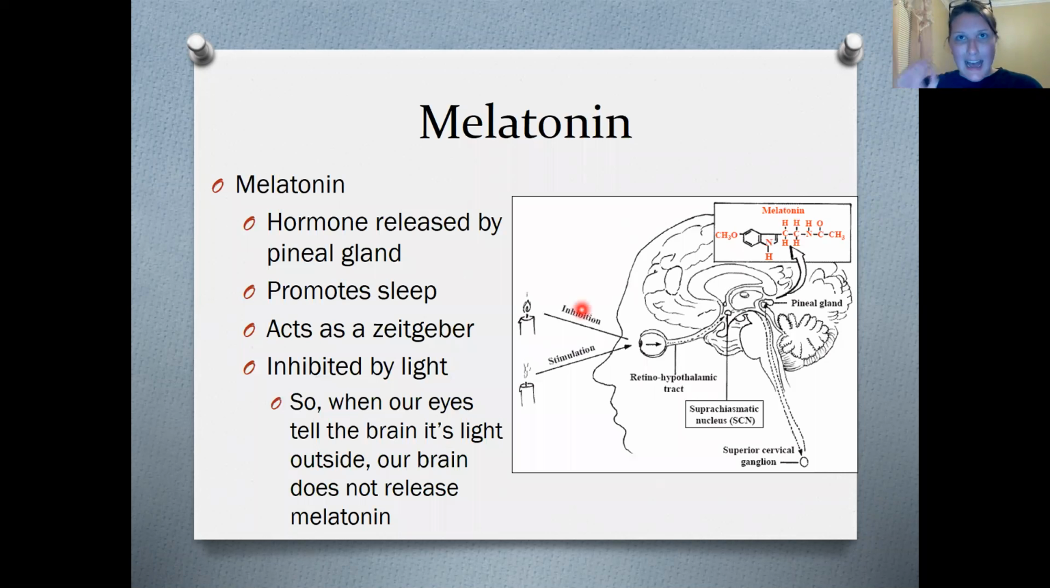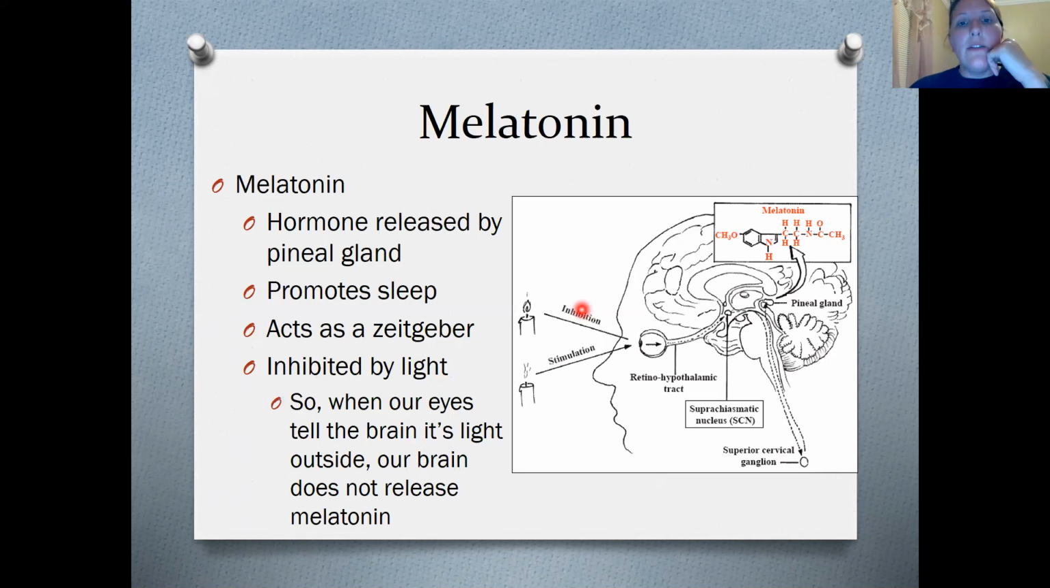So it acts as a Zeitgeber, but it is not the strongest Zeitgeber. The strongest Zeitgeber, or environmental cue to tell your brain what time of day it is and what you should be doing, is light. That is the absolute number one strongest Zeitgeber. Now let's talk about how melatonin works.